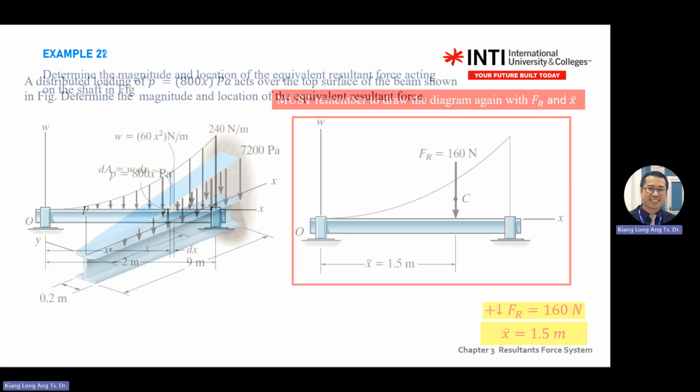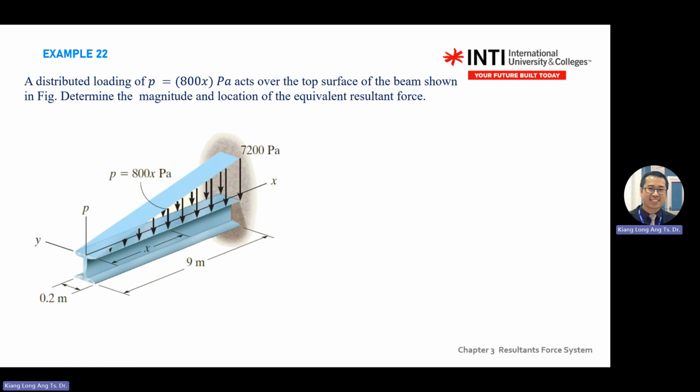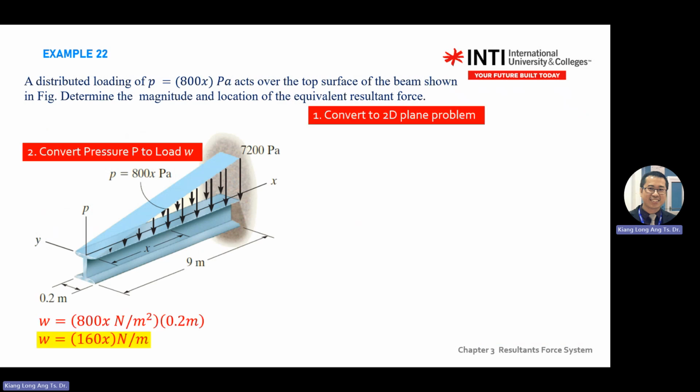Nothing complex. So same, this one is in 3D. What you need to do is convert into a 2D plane, then convert the boundary condition. This one is X at 9 meter. So this is a right triangular distributed load. Here is 0. So you need to multiply this load, this pressure, 800X Pascal. You need to calculate what is the boundary value for this one. So you take 800 multiplied by 9. You get 1440 Newton.